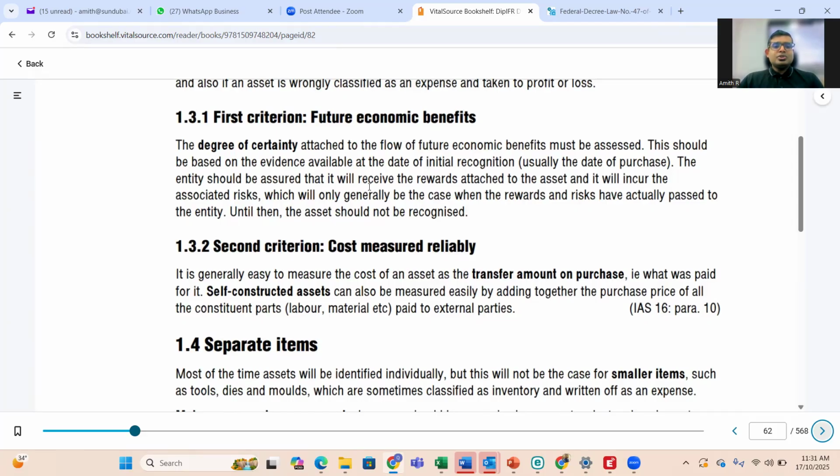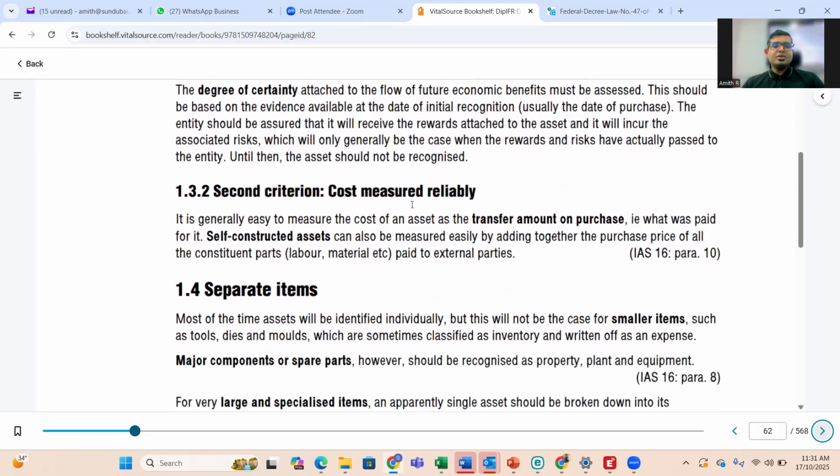The entity should be assured that it will receive the rewards attached to the asset and it will incur the associated risk, which will generally be the case only when rewards and risk have actually passed to the entity. Until then, the asset should not be recognized. So first thing is the risk and rewards along with the asset should be transferred to you. The PPE should be completely in your control. Number two, it should be probable that it would get me some future economic benefit. Then only you can account for it.